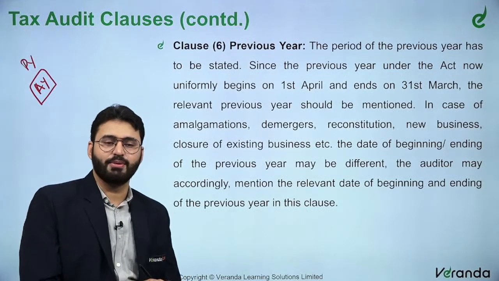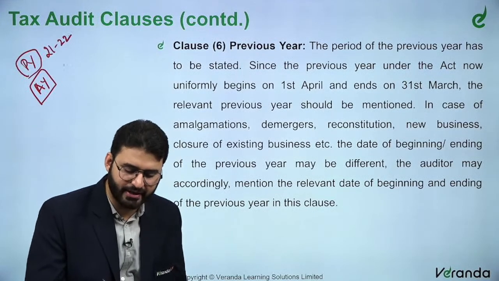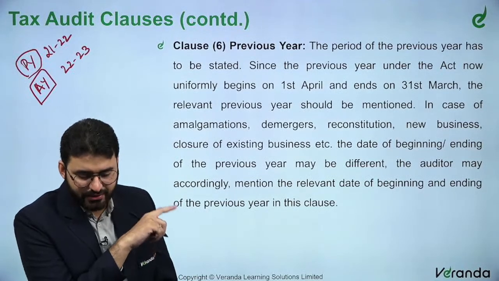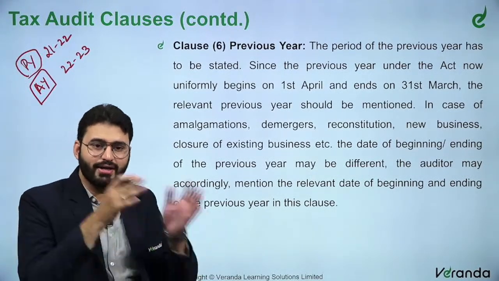So we are in the previous year 21-22. The assessment year will be 22-23. Previous year 21-22, assessment year 22-23. So, one year later.